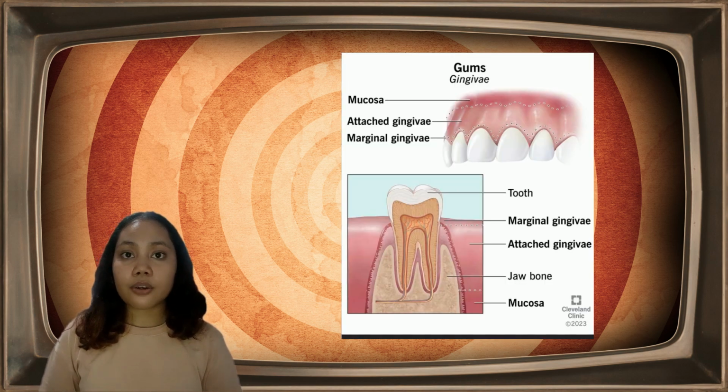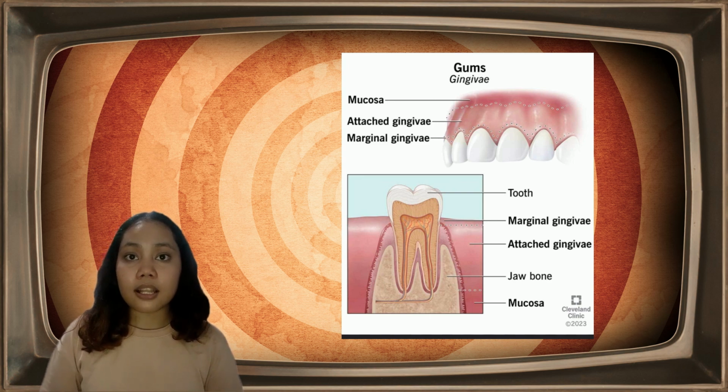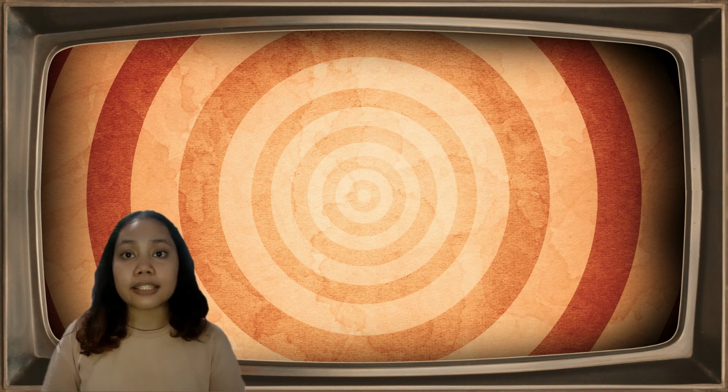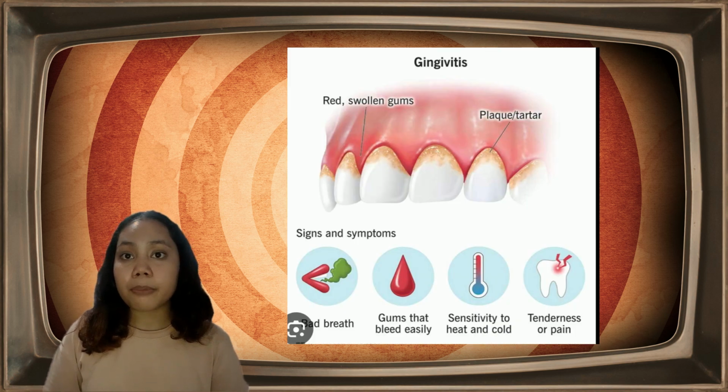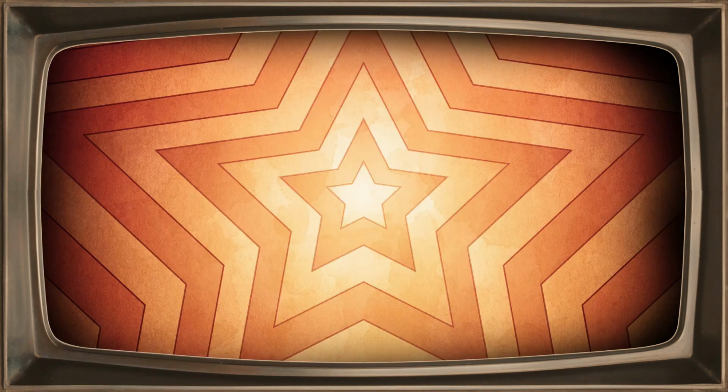Gingiva. The gingiva, commonly known as the gums, is the soft tissue that surrounds and protects the teeth and underlying bone. It forms a seal around the teeth, acting as a barrier against bacterial invasion and infection. Healthy gingiva is firm, pink, and closely attached to the alveolar bone, while inflammation or disease can lead to gingivitis or periodontitis, affecting oral health significantly.